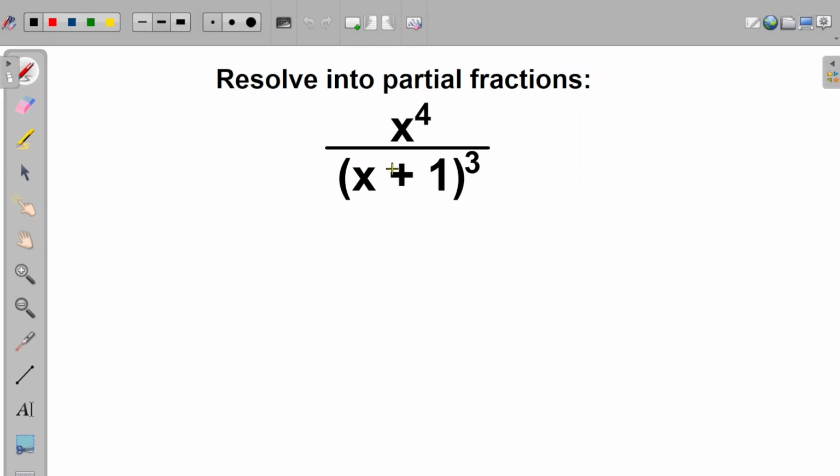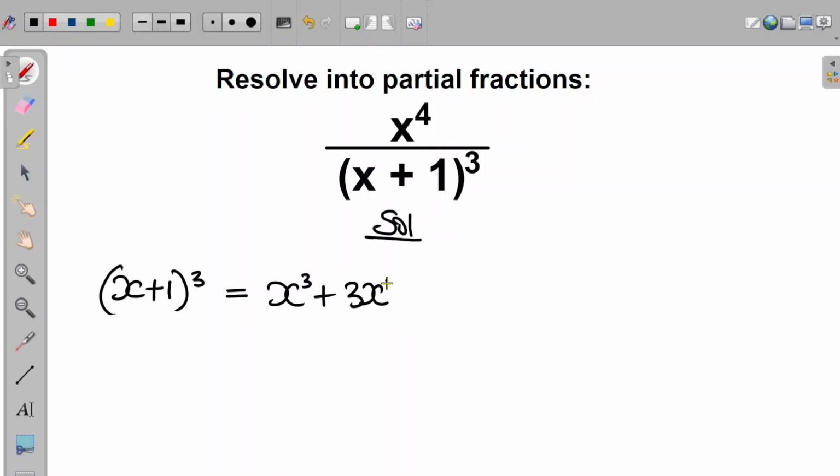We are asked to resolve into partial fractions x to the power of 4 all divided by (x plus 1) all to the power of 3. So the first thing we do here is that we have to expand the denominator using Pascal's triangle. So expanding the denominator, we have that (x plus 1) to the power of 3 can be expressed as x to the power of 3 plus 3x squared plus 3x plus 1.